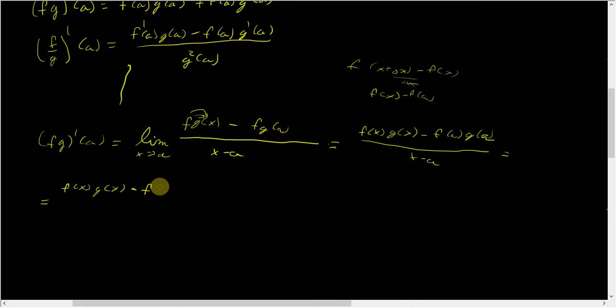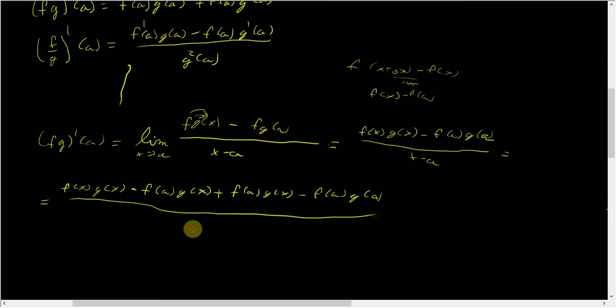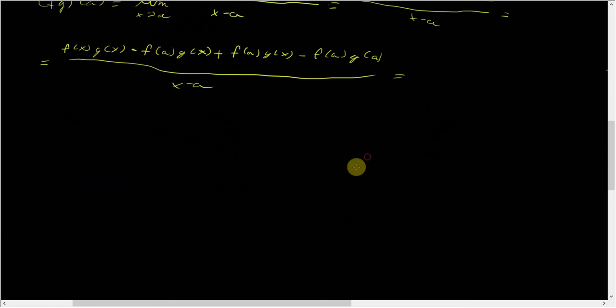minus f of a times g of x, so that this cancels, so that this goes to 0. I have to write as well f of a times g of x, so this goes to 0. It's really just a small trick: minus f of a times g of a, all over x minus a. So if I just scroll down quickly, the limit as x approaches a, so x is going to a on our number line.